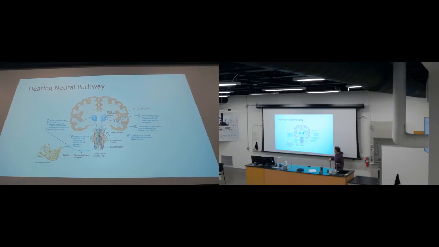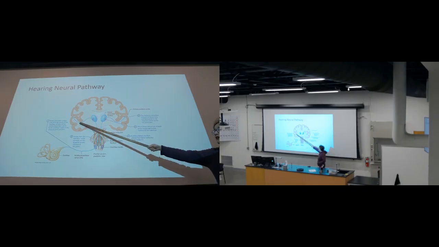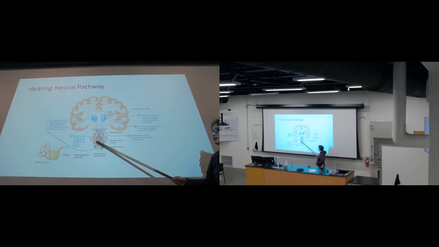So with this sense of hearing, you have greater chances of having something go wrong because you have 5 different types of neurons. But that's the neural pathway.